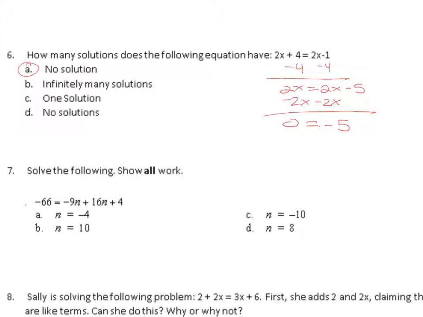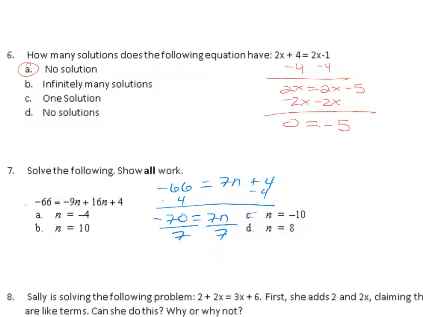Okay, and then you had another one. Solve the following, show all work. So what's the first thing that I have to do? I'm going to combine my like terms first. I'd get 7n plus 4. And then I'd have to subtract the 4. I'd get negative 70 equals 7n. Divide by 7, divide by 7, n equals negative 10.